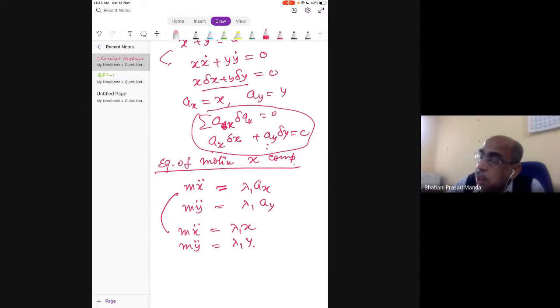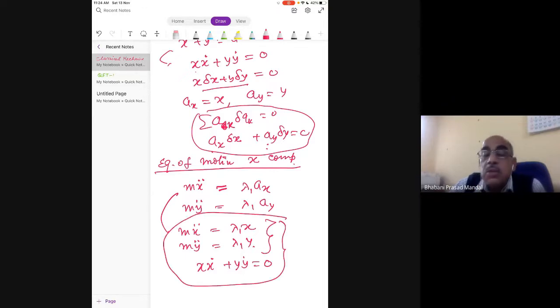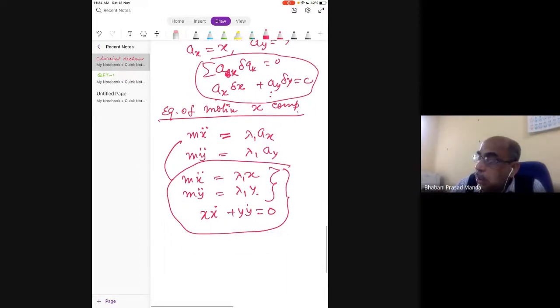Also remember, you have to use the constraint equation too. These equations alone will not give you the solution, because you have three unknown variables, x, y and lambda, and only two equations. So you have to use the constraint equation, x x dot plus y y dot equals 0. So these three equations will give you the solution. Let us see what is the nature of this lambda.